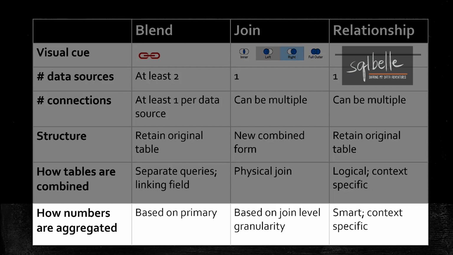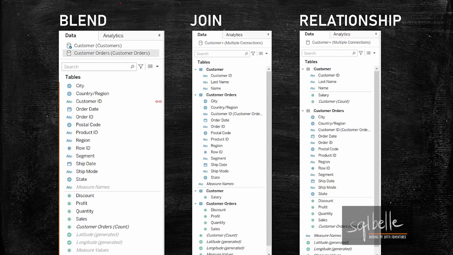Whereas with join, it's based on the join level granularity. It's based on the resulting record of the join. With relationship, it has smart aggregations. It will do the aggregations and the joins based on context or based on how you're using your fields in the visualization. And this is just a quick recap of the sidebar differences.